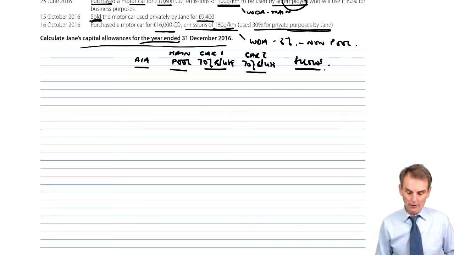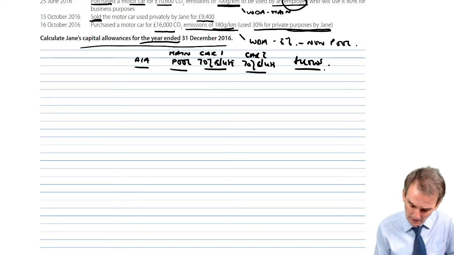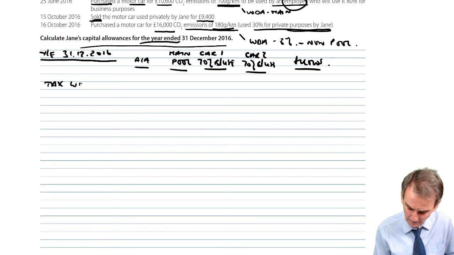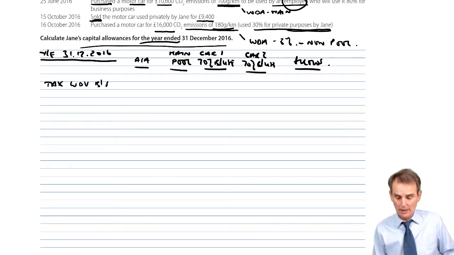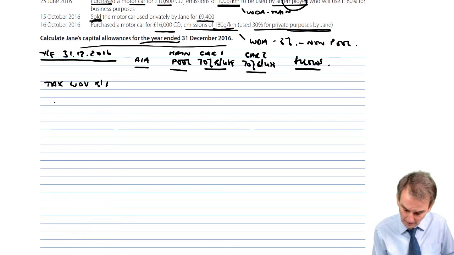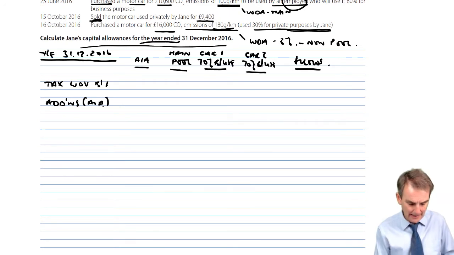So there's a lot going on. What period are we dealing with? It's the year ended 31st of December 2016. What do we pick up first? Any tax written down values brought forward. Looking at the information in the question, what tax written down values do we have brought forward? You put those in. Do we then have any additions that qualify for AIA?